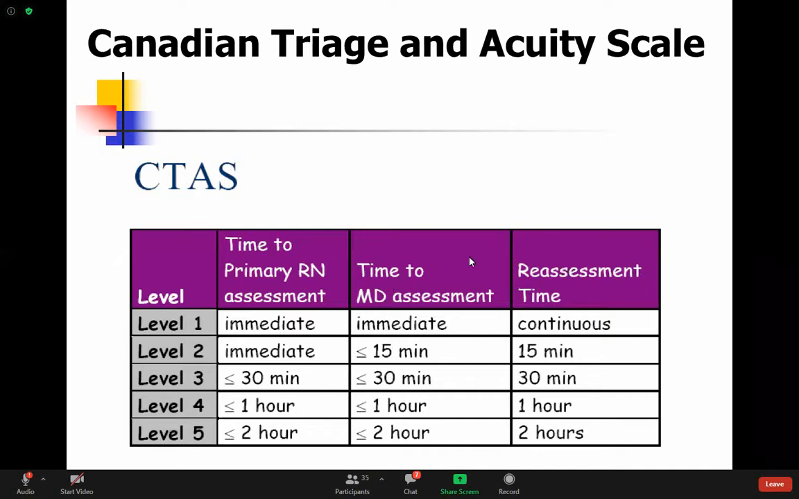Meaning that level 1 patients who are in the registration room, we're putting them on a continuous monitor to check their vital signs continuously. So you can see on the screen here their vital signs checked every second. Level 2, ideally you should reassess them every 15 minutes. Level 3, every 30 minutes. Level 4, every 1 hour. Level 5, every 2 hours.